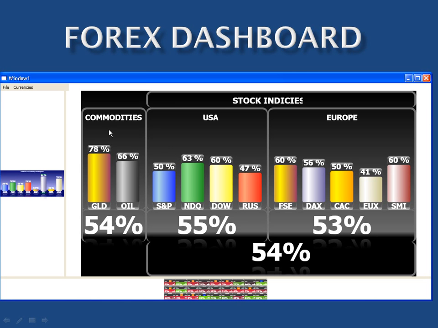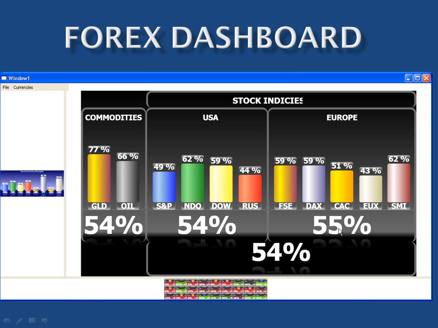is the commodities and stock and indices window. These work much the same way the cross currencies do. The commodities include gold and oil, and the stock futures on the right here are divided into US stocks and European stocks. The US stocks include the S&P 500, the Nasdaq 100, the Dow, and the Russell 2000. On the European stocks, we have the FTSE 100, the DAX, the CAC, Euro stocks, and the SMI.